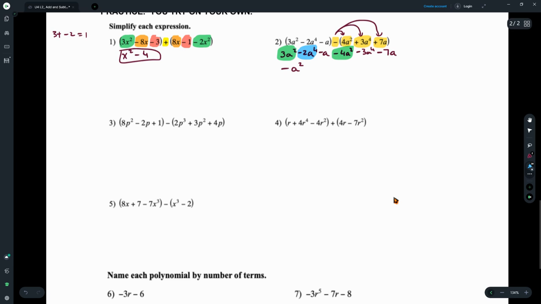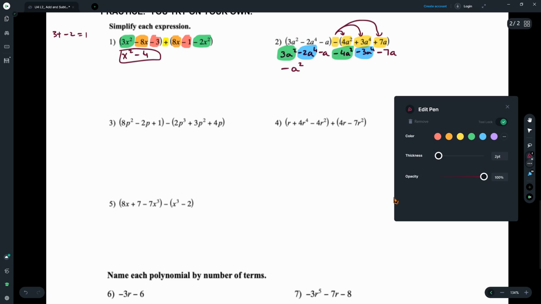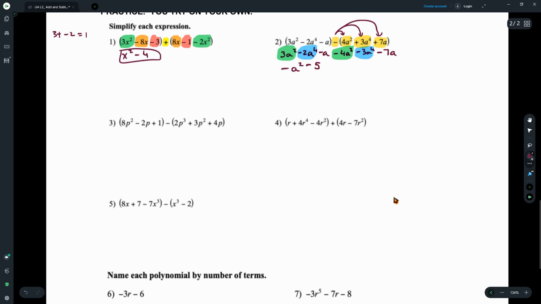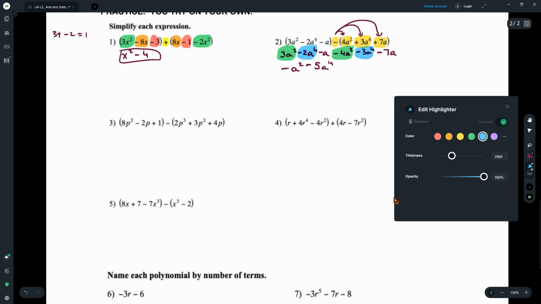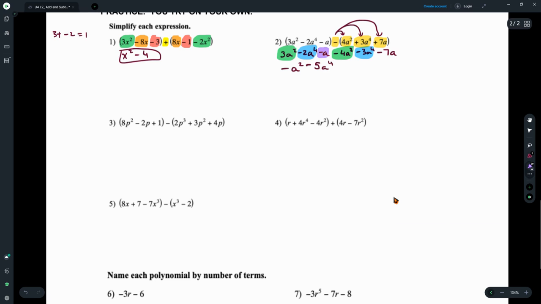Here I have negative 2a to the fourth, and here's negative 3a to the fourth. Together, that gives you negative 5a to the fourth. And then the last one, I have negative a and negative 7a. That means negative 1a and negative 7a together gives you negative 8a. You can't combine these, because even though they're all a's, they're different exponents. So a squared, a to the fourth, and a to the first can't be combined. So that's it.